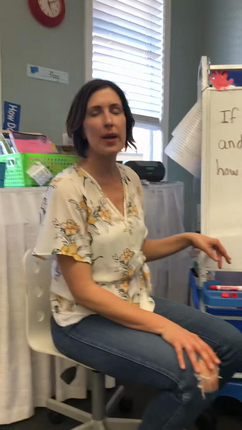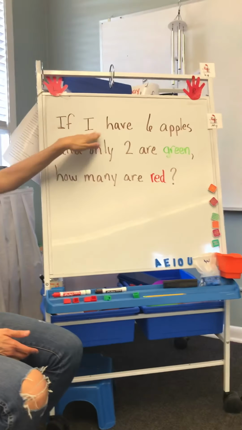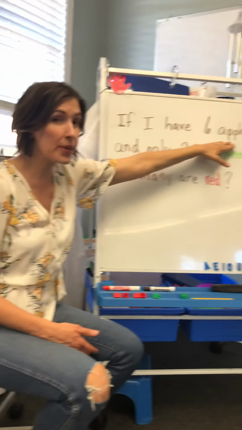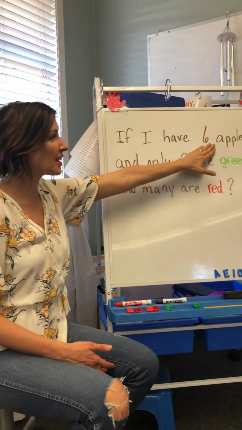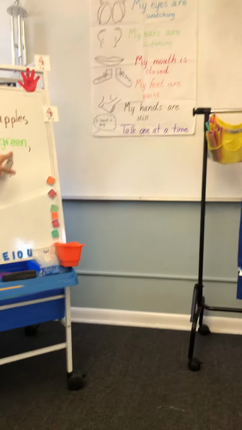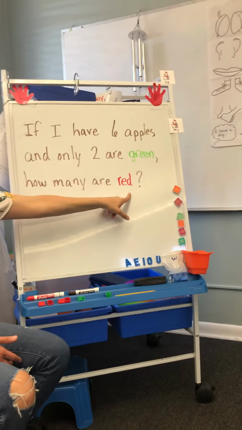Let's look over here at the whiteboard. I've got a problem of the day written up here. Let's read it together. If I have 6 apples, how many apples are we saying we have? 6. And only 2 are green, how many are red?